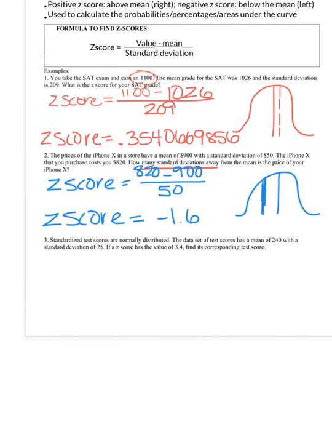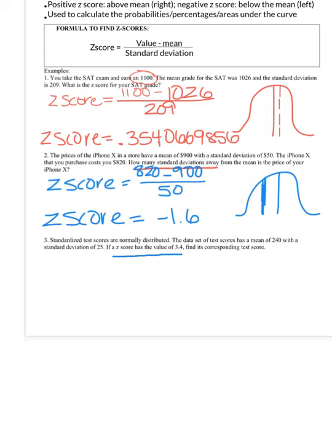And then the last question, a little different, because if you read the question, it says if a z-score has the value of 3.4. So it's giving you the z-score and it wants the corresponding grade. Standardized test scores are normally distributed. The data set of test scores has a mean of 240 with a standard deviation of 25. It gives you the z-score. It wants to know what grade corresponds with that. So if you're 3.4 standard deviations away, what is the grade that person had received?